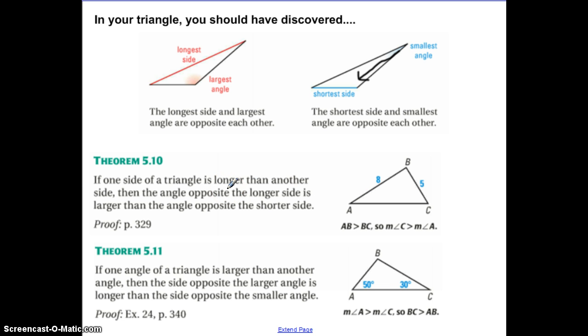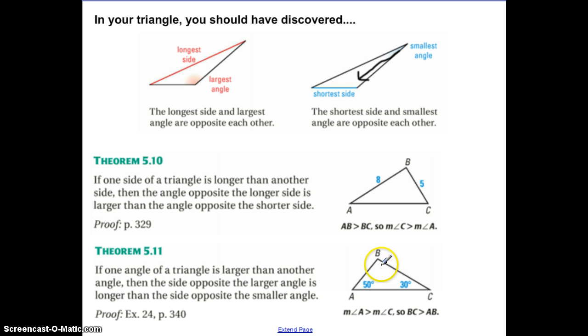Theorem 511 tells us if one angle of a triangle is larger than another angle, then the side opposite the larger angle is longer than the side opposite the smaller angle. So same goes for angles as we did for sides. If this angle A is 50 degrees, and let's say that this is the largest angle, then side BC is going to be the largest side. If angle C is our smallest angle, then this side AB is going to be our smallest side.